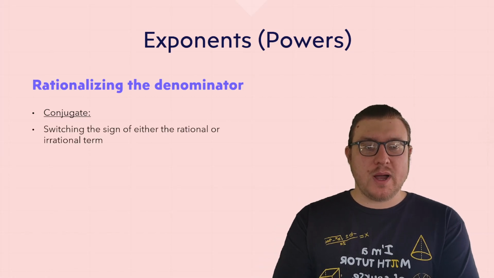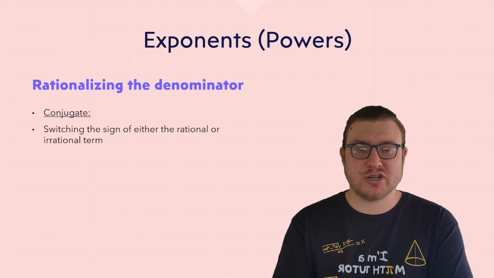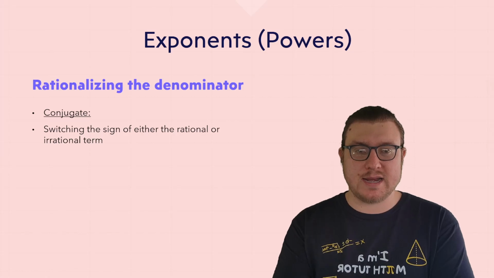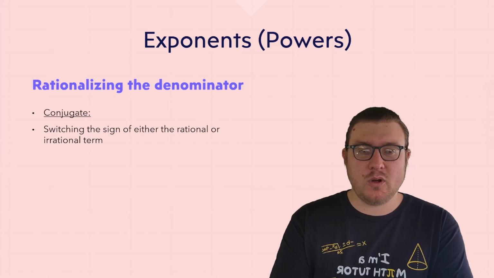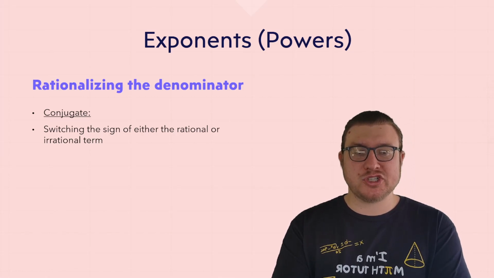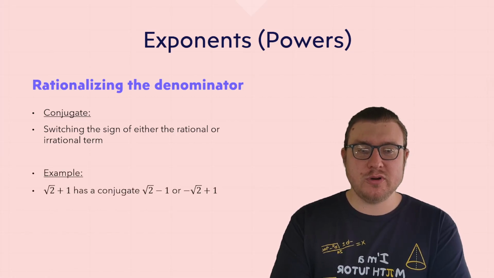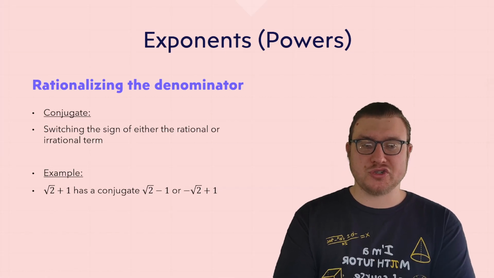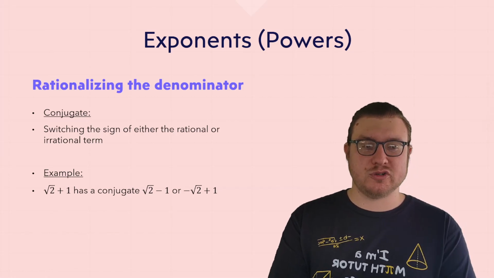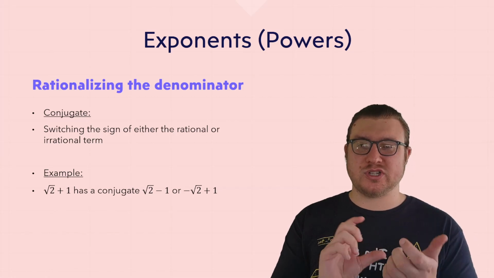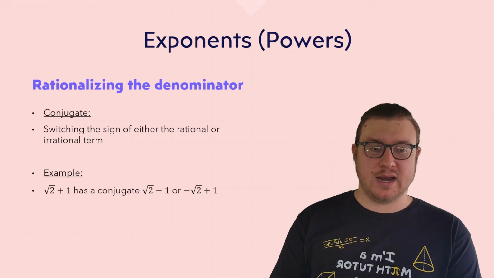Now, sometimes there's a more complicated question where we could have addition and subtraction in the denominator. So here we're going to be using the conjugate. We create the conjugate by simply changing the sign. So let's have a look at what we mean. The square root of 2 plus 1 has two conjugates, square root of 2 minus 1 or negative square root of 2 plus 1, because we can switch plus and minus around. Either one of those will work in your calculations.